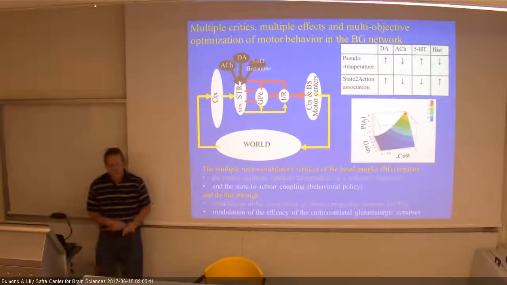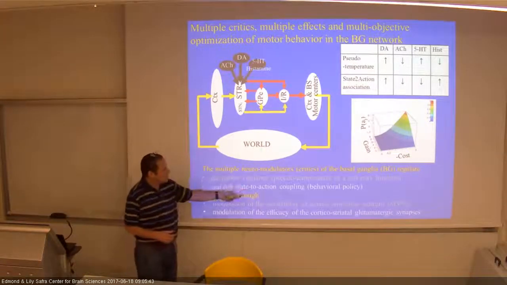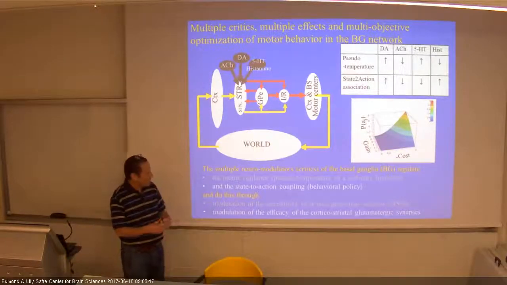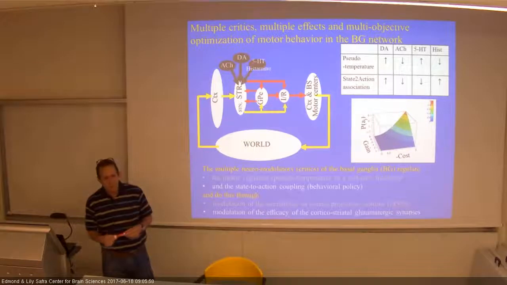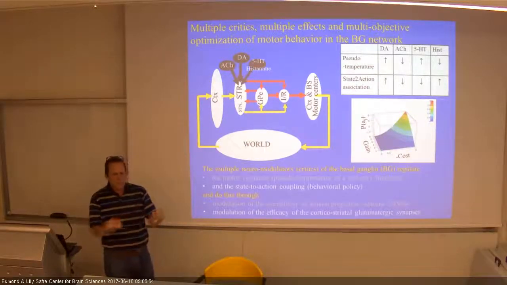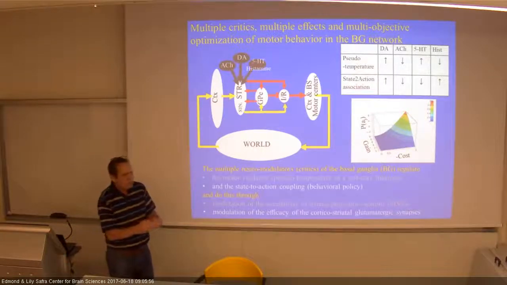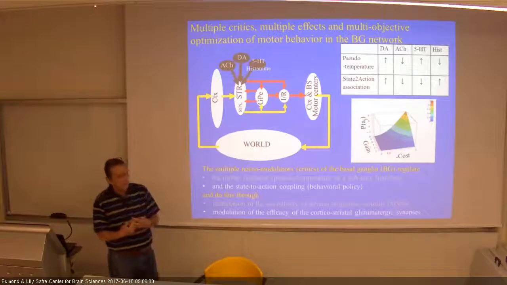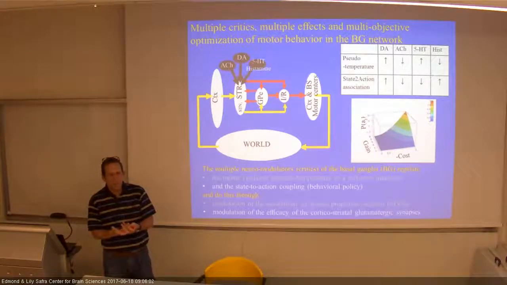And then, but also, they affect the state-to-action coupling, or what we call behavioral policy, by the modulation of the efficacy of the corticostriatal synapse. So actually, what we are trying to do is to combine the two issues, but moreover, what we are trying to put into play is the idea that there is more than one modulator, okay?